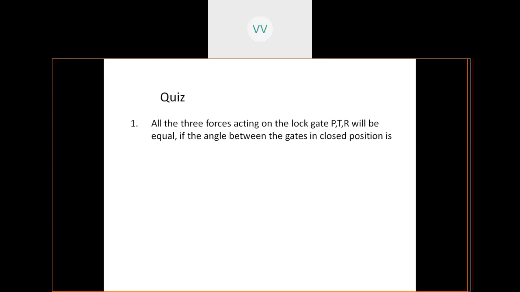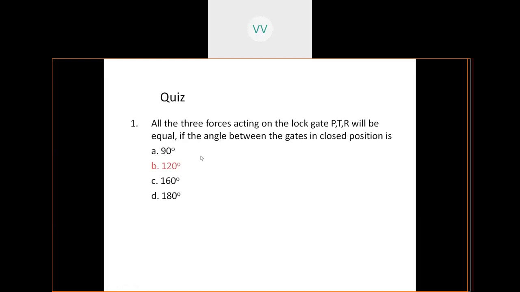Then coming to the quiz part. All the three forces acting on the log gate, P, T and R, will be equal if the angle between the log gates in the closed position is 90 degrees, 120 degrees, 160 degrees, or 180 degrees. So what's the right answer? It has to be 120 degrees.